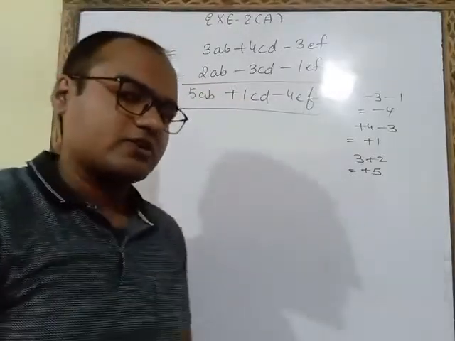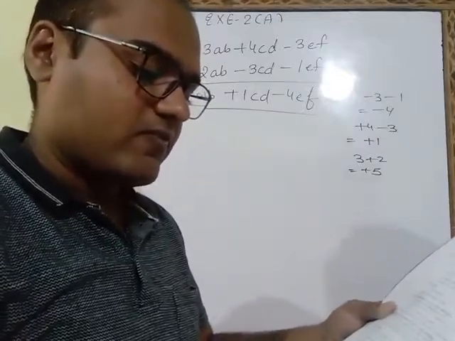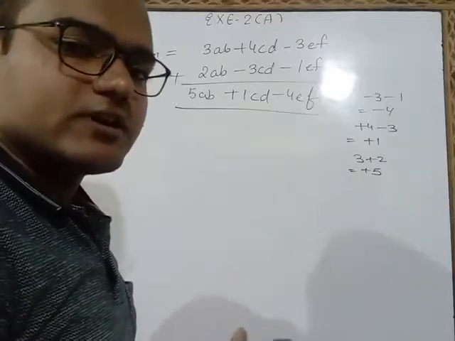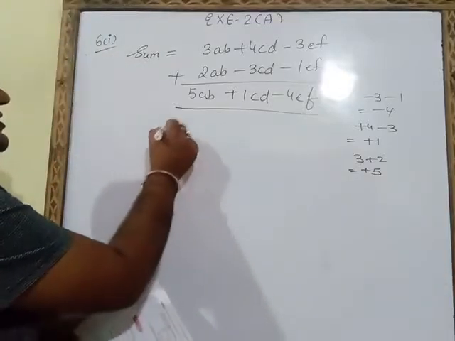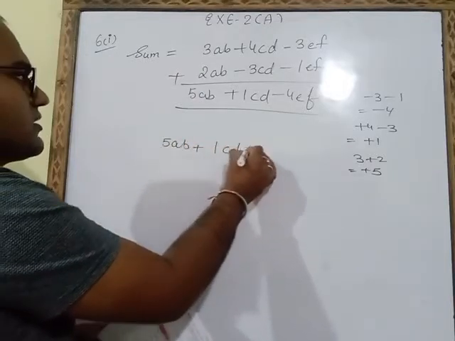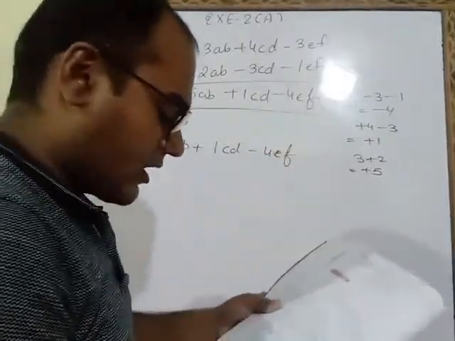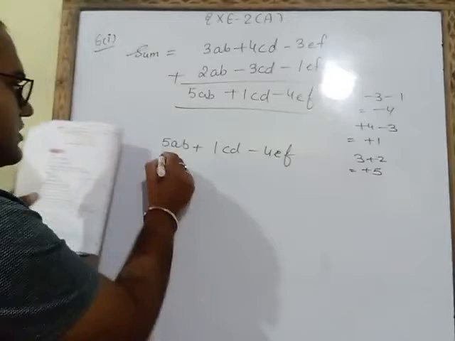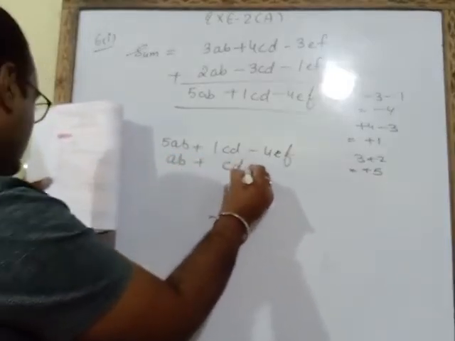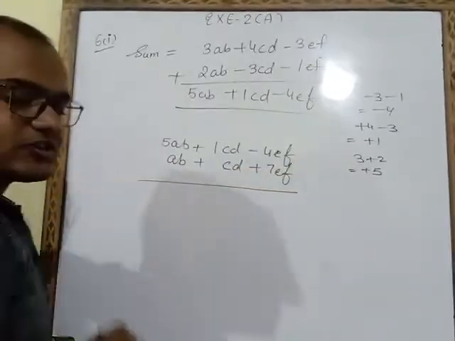Now we will do subtraction. Question is subtract AB plus CD plus 7EF from the sum. So from, after from what is written? After from sum is written. So we will write sum first. Sum answer is 5AB plus 1CD minus 4EF. This we will write first upside. And what we have to subtract? We have to subtract AB plus CD plus 7EF. Subtraction we have to do.